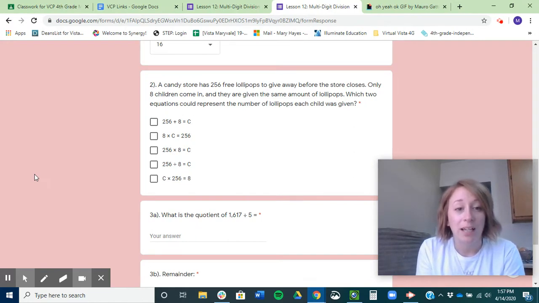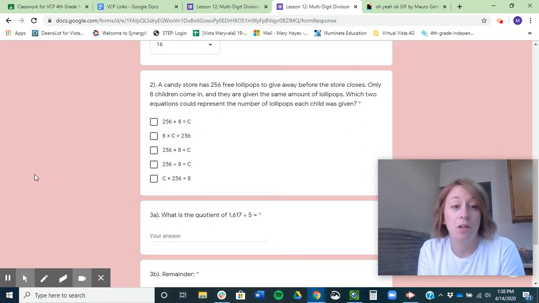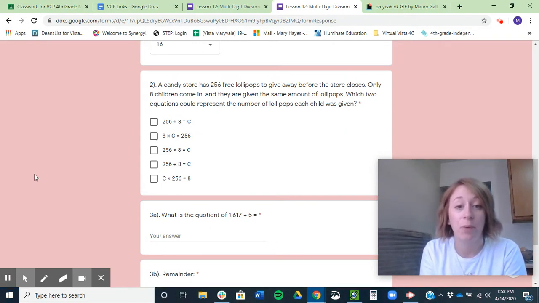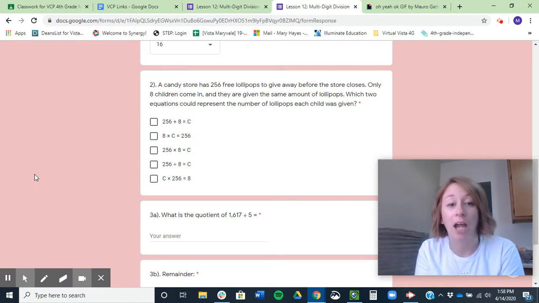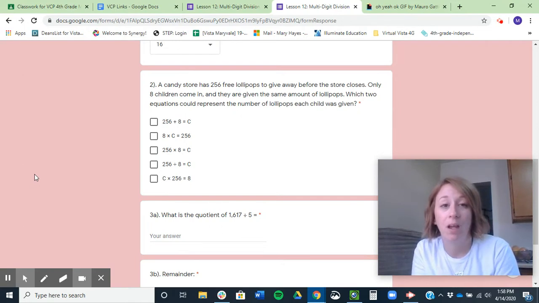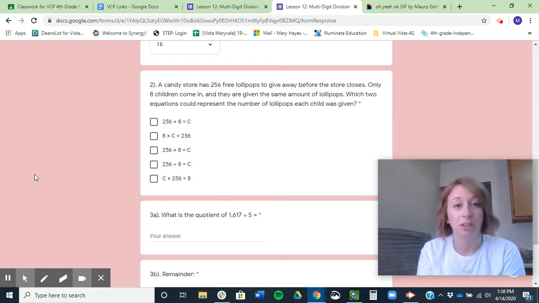Question number 2 says, a candy store has 256 free lollipops to give away before the store closes. Only 8 children come in, and they are given the same amount of lollipops. Which 2 equations could represent the number of lollipops each child was given? Let's go ahead and make some annotations on our scrap piece of paper.